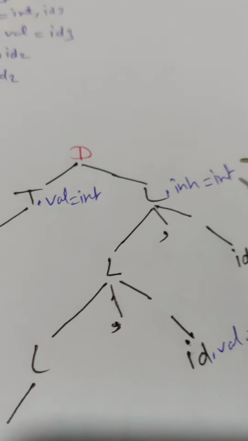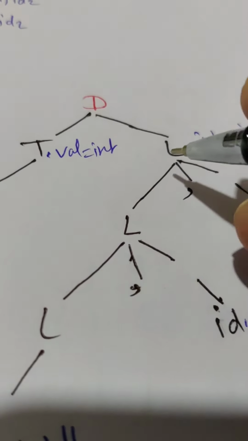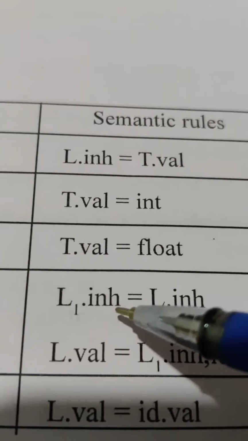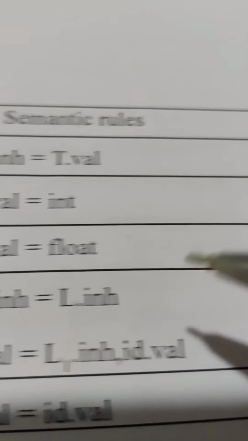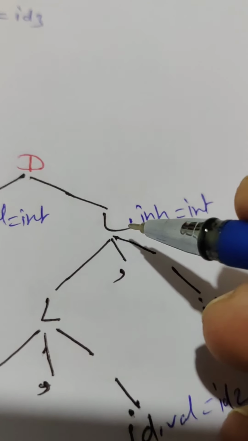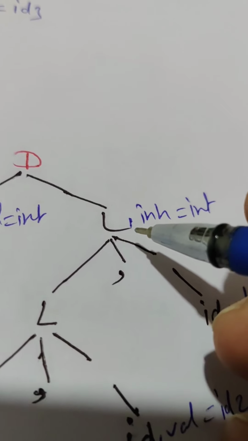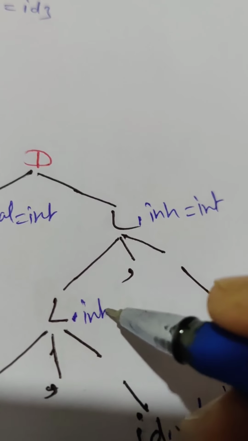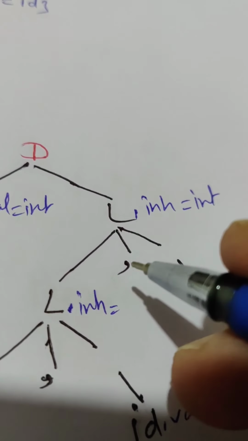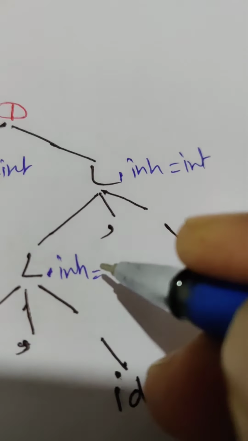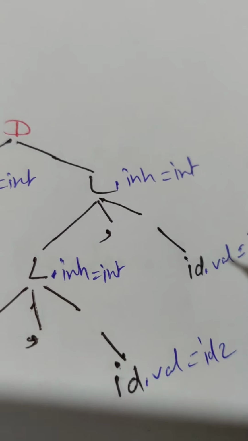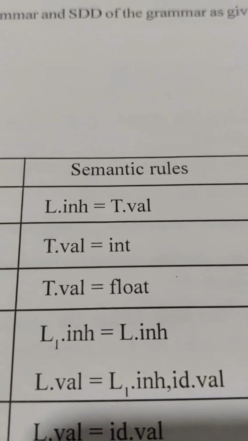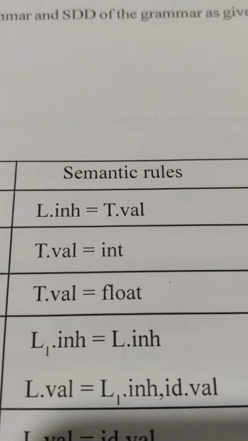Now where there is an ID, so L goes to L comma ID. For this rule there are two semantic actions. One is L1 dot inh equal to L dot inh. So here this is L dot inh, and this is L1 dot inh. This L1 dot inh gets the value from the parent. The value is inherited from the parent. That's int. And then there's one more action statement here, L dot val equal to L1 dot inh comma ID dot val.